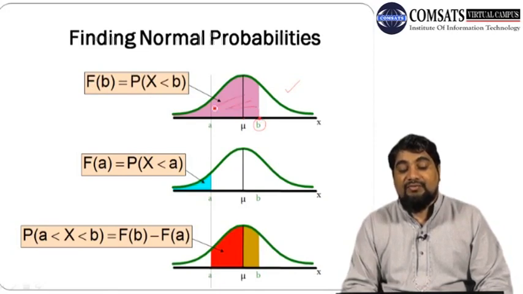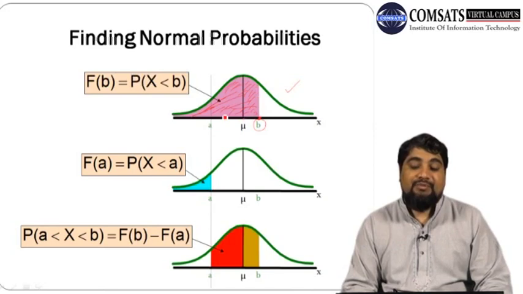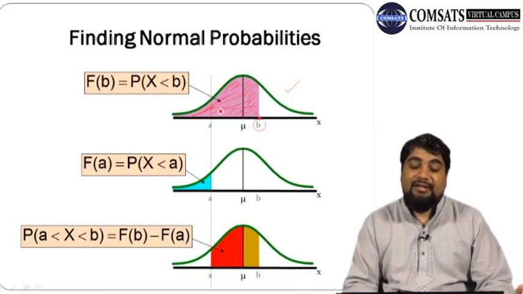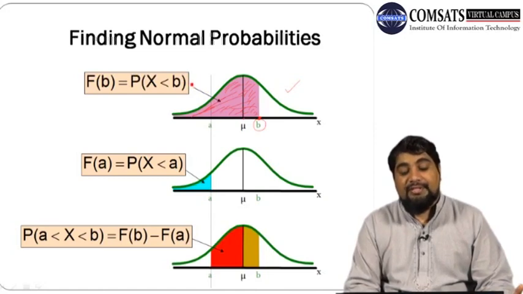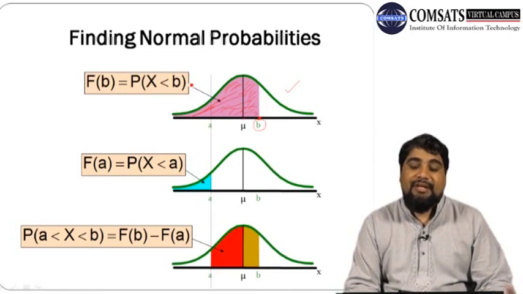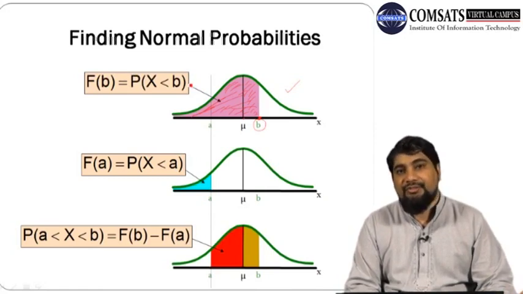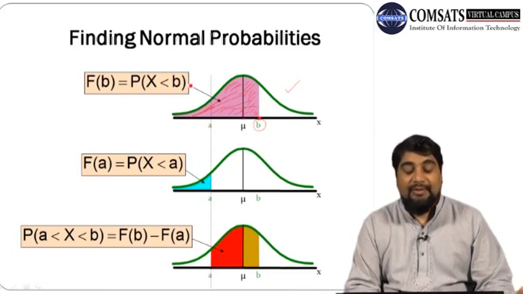So it means this full shaded area is our requirement in this problem. We need to calculate this shaded area. We can use the CDF to calculate this probability. Later I will explain how we can use Microsoft Excel to calculate this probability as well.